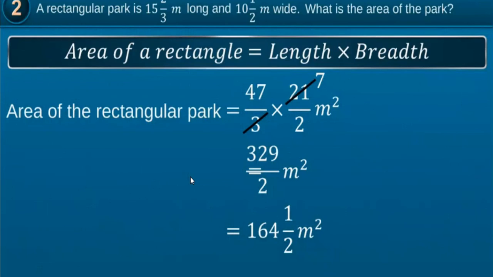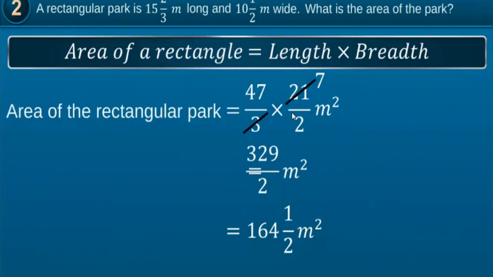A rectangular park is given, and you have to find the area. Now, the area of a rectangle you have already studied, that is length into breadth. Here the length is given as a fraction, that is 23 and 2/3, and in the same way the breadth is given as 10 and 1/2. So length into breadth: converting 23 and 2/3 to an improper fraction, that will be 47/3. In the same way the breadth, 10 and 1/2, as an improper fraction is 21/2.